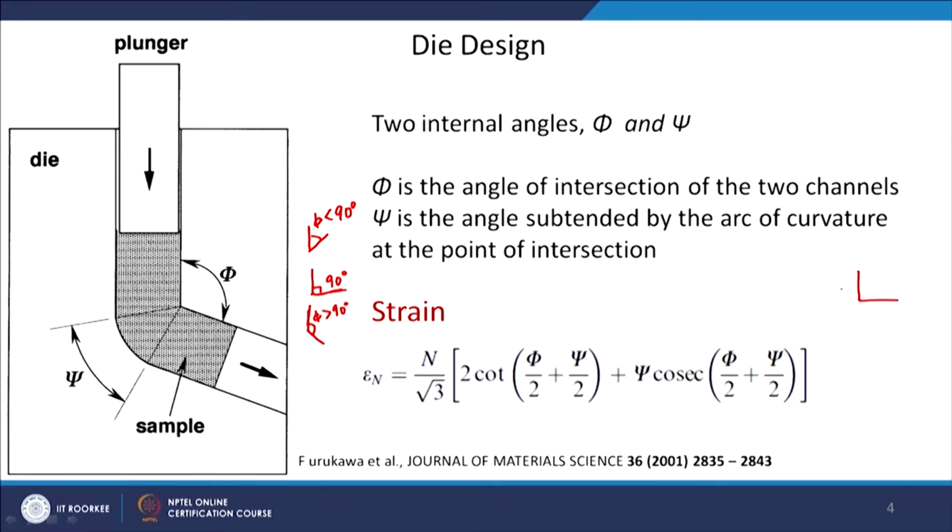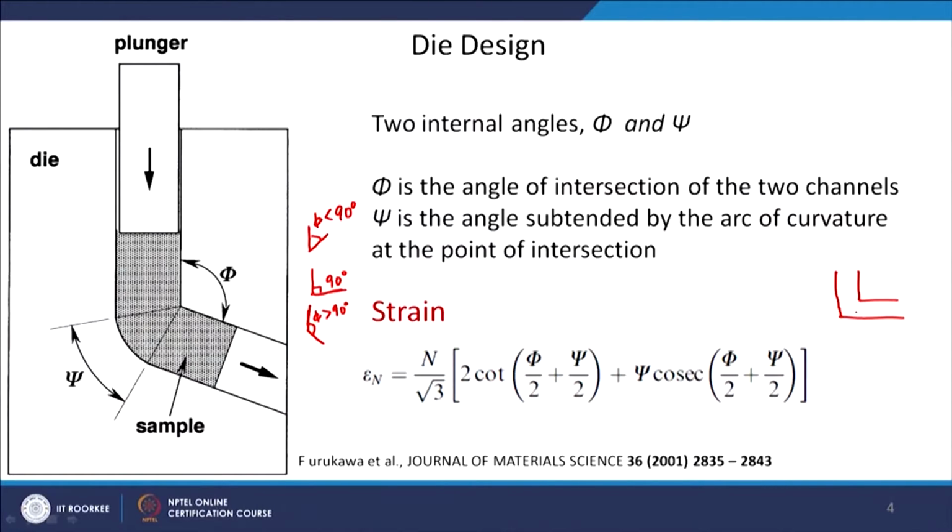The other angle is how you are giving a curvature to the whole deformation process. So, you can have a very sharp curvature like this. But you can understand that the material is a solid material, it is not a fluid, which can occupy all the spaces available to it. So, when you are deforming, the material will not touch the very sharp edge of the die. It will deform something like this.